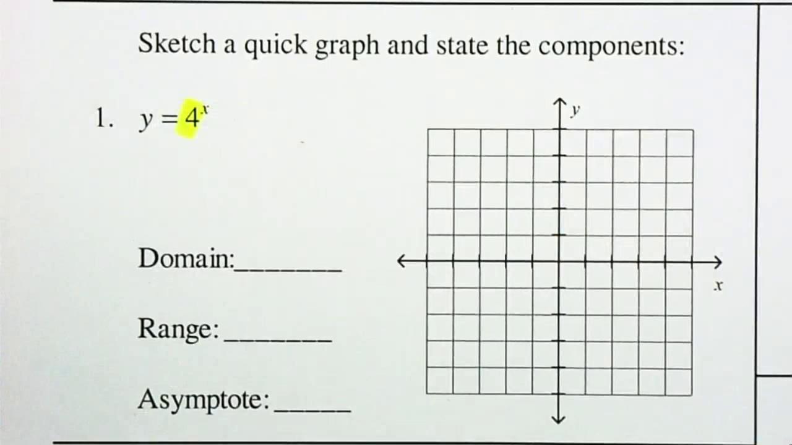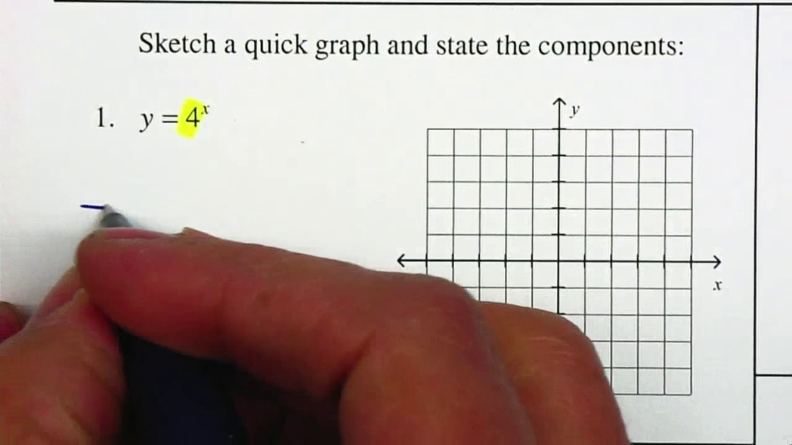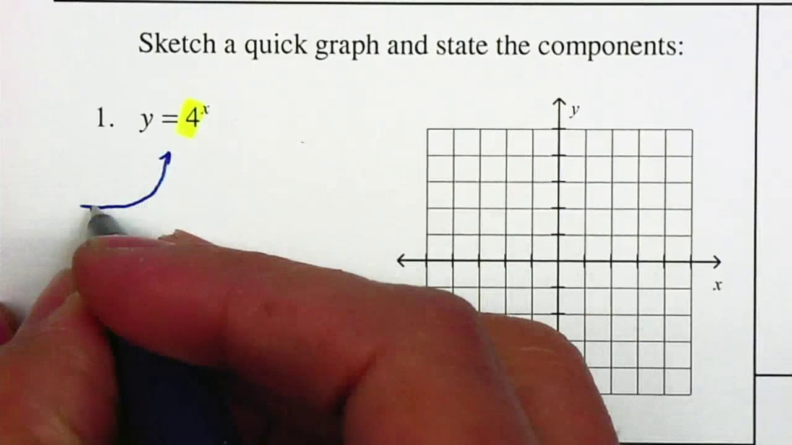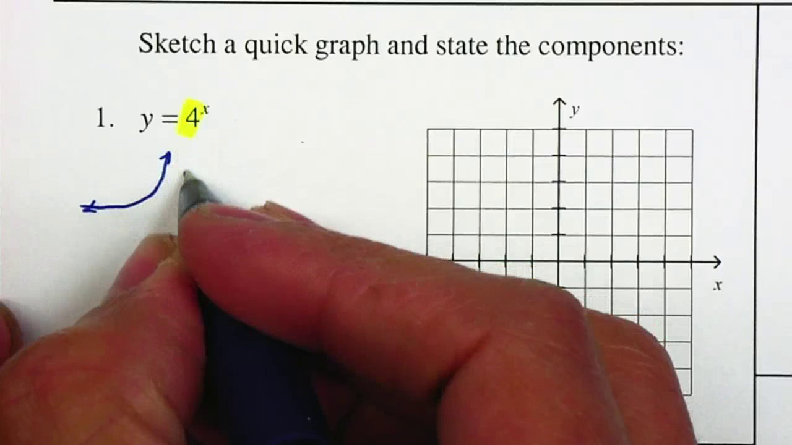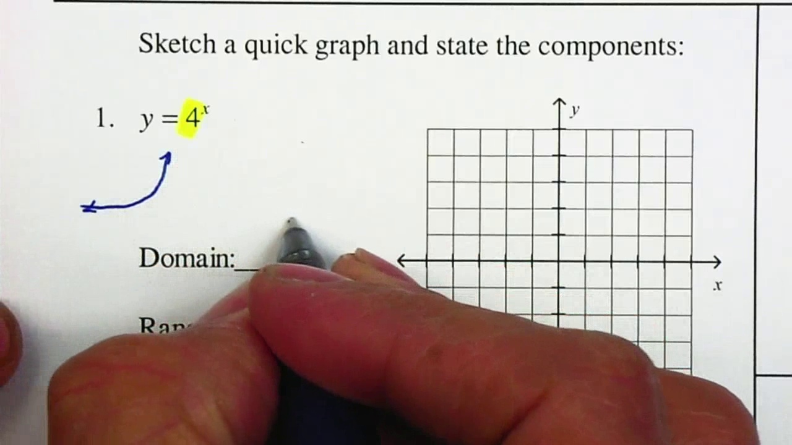If it's greater than 1, we know it's going to be an exponential growth. If it's less than 1, as you multiply numbers that are less than 1 over and over again by themselves, it becomes smaller, so it'll be a decay.